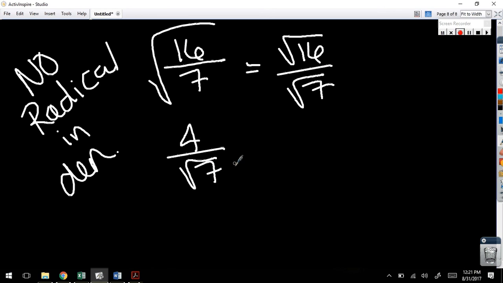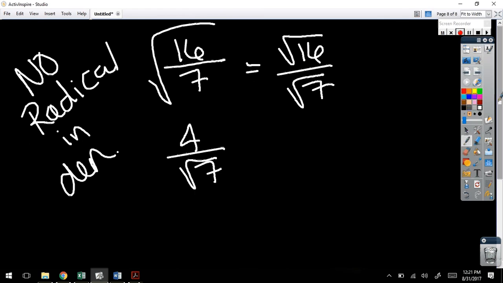Now, I want you to think about this for just a minute. If we need to get rid of the radical, think about something I could do to it to get rid of it. Multiply top and bottom, yes, by what? The square root of 7. And you're right that you square it, you're doing the same thing.